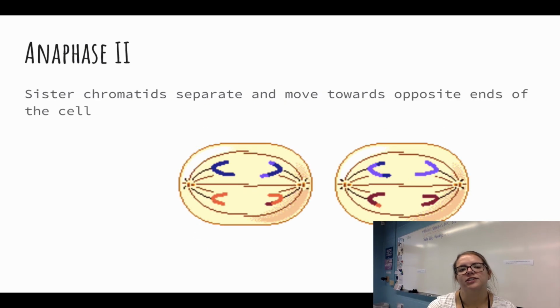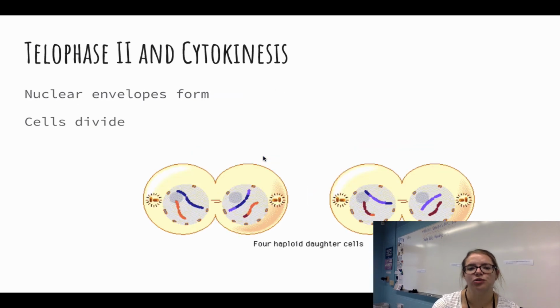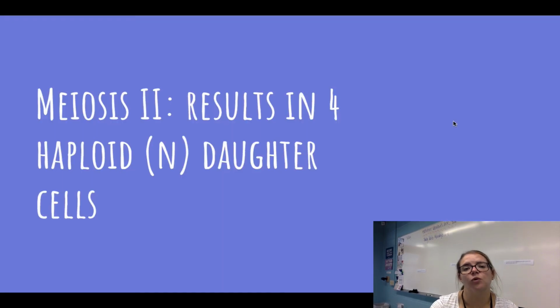Next, you have anaphase 2. So in anaphase 2, those spindle fibers shorten, right? And those sister chromatids are going to pull apart, right? So you're separating out those identical copies of the chromosome. And then telophase 2 and cytokinesis. So telophase 2, your spindle fibers break down. You have nuclear envelopes forming, and then your cells divide. And the result of this is going to be 4 daughter cells, okay? Because both of those cells from meiosis 1 now divide again.